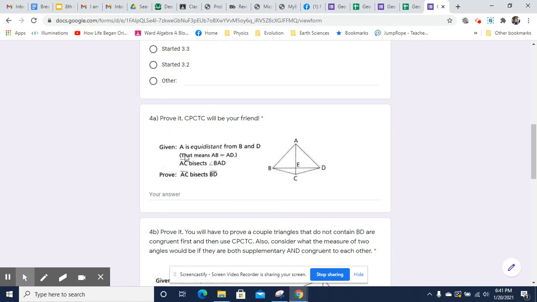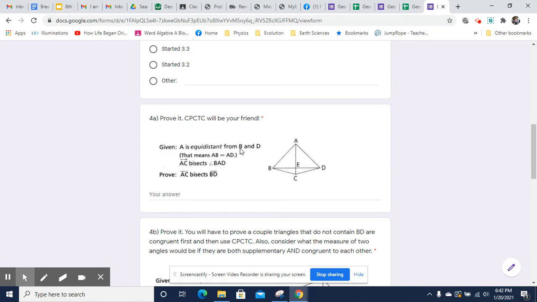So we have some information that we can start organizing in a second, but we're trying to prove that AC bisects this segment BD. Now, in order to do that, we really are going to need to prove that BE and DE are congruent. So it would be helpful to be able to prove that ABE and ADE are congruent, or BCE and DCE are congruent. Either one of those would get us where we need to be. So let's start off seeing what information we have. Can we prove either of those by themselves?